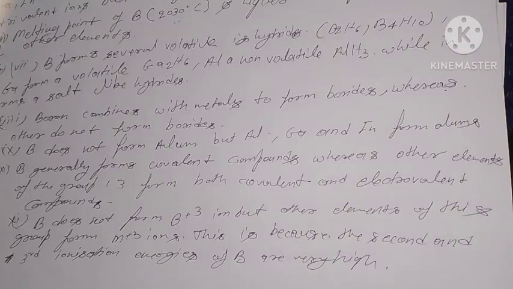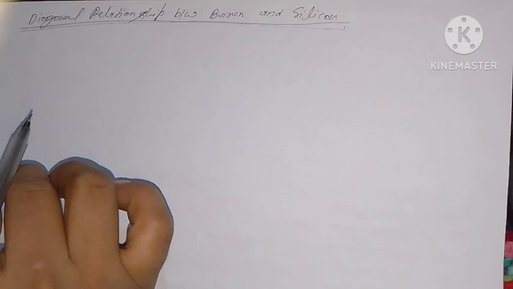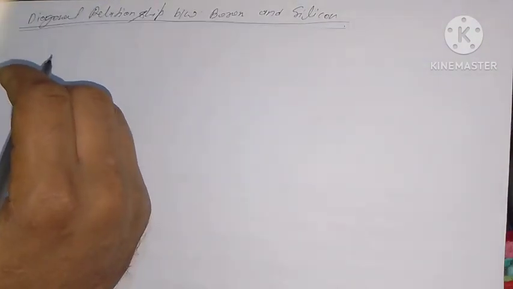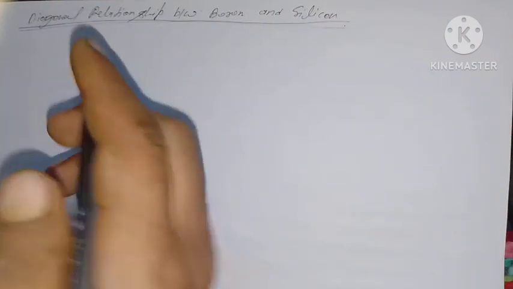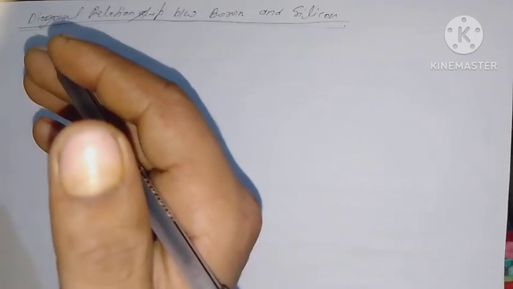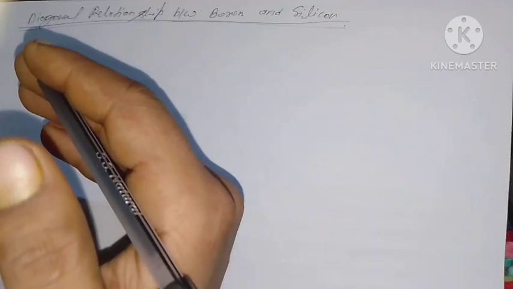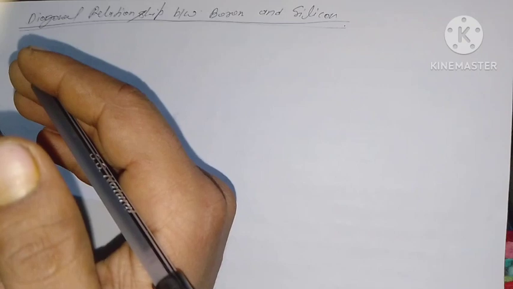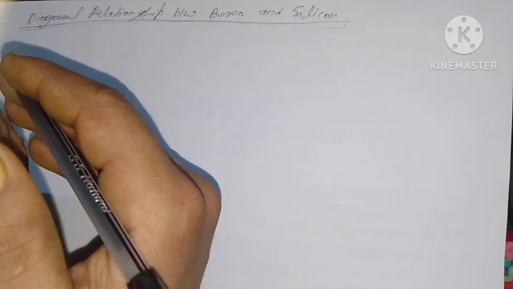Next, diagonal relationship between boron and silicon. Boron and silicon show resemblance in properties. The resemblance arises due to the fact that boron and silicon are non-metals and have a smaller difference in size. The following properties illustrate similarities in boron and silicon.